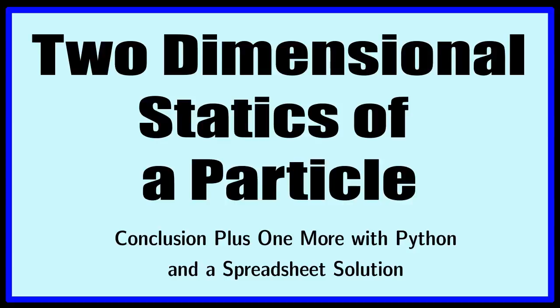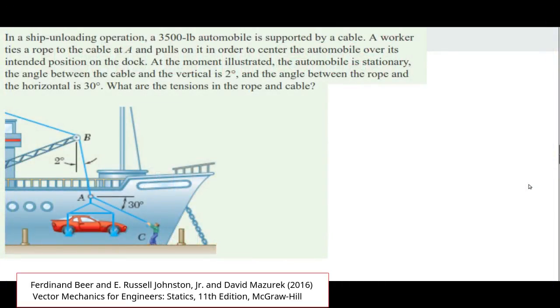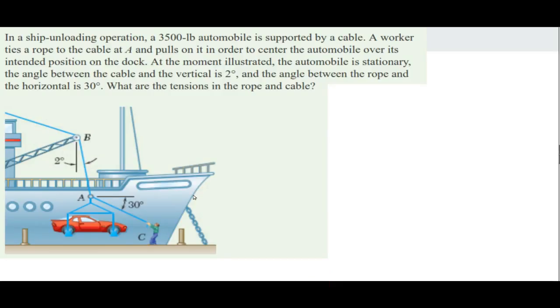This is the problem. Essentially, in a ship unloading operation, we're unloading a 3,500-pound automobile by a cable, and a worker ties a rope to the cable at A and pulls it in order to center the automobile where he wants it to land. At the moment pictured, the automobile is not moving, the ring is not moving, and neither is B. And the angles between the vertical and horizontal are given there as 2 degrees and 30 degrees.